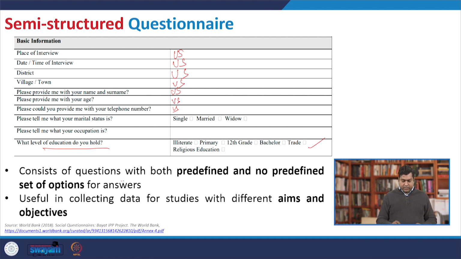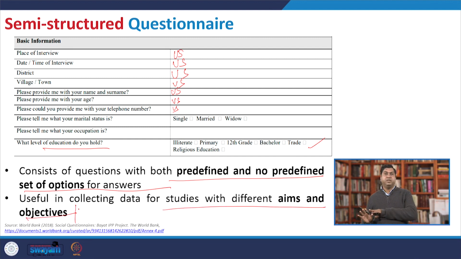So a semi-structured questionnaire consists of questions with both predefined and not predefined sets of options to answer. It is useful for collecting data for studies with different aims and objectives, where for few of the items you need information in a qualitative manner, where you want more information. That's why nowadays when we are conducting research, after all the questions, to understand the perspective of people, we put a question at the end: beyond all these questions, do you have any other observations you would like to share with us? So write those things. In such a way we'll get to know some uncaptured options.